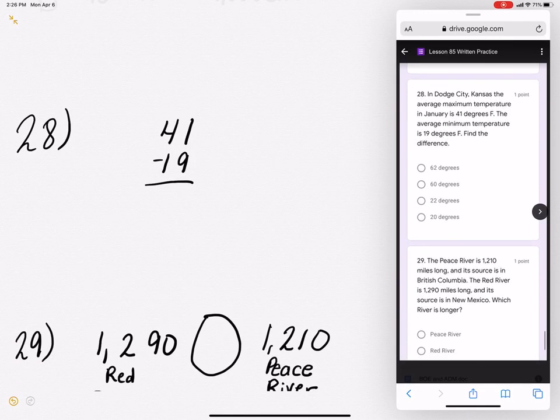28. Dodge City, Kansas, the average maximum temperature is 41 degrees Fahrenheit. The average minimum temperature is 19 degrees Fahrenheit. Find the difference. We're subtracting 19 from 41. 4 becomes a 3. This is 11 minus 9 is 2. 3 minus 1 is 2. And we have 22 degrees Fahrenheit.